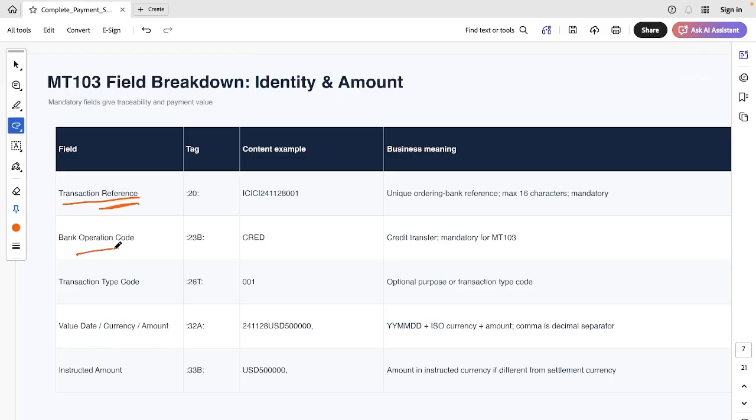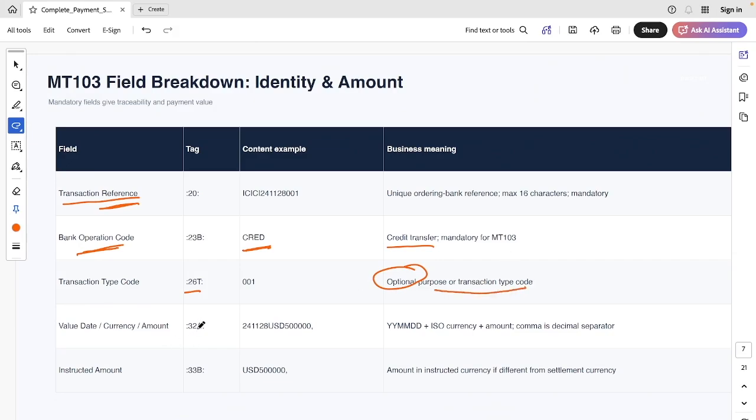Field 23B is the bank operation code. For MT103, it's generally CRED. CRED means a credit transfer. Then we have field 23E. This is an optional field, and this indicates the purpose or the transaction type of the message.